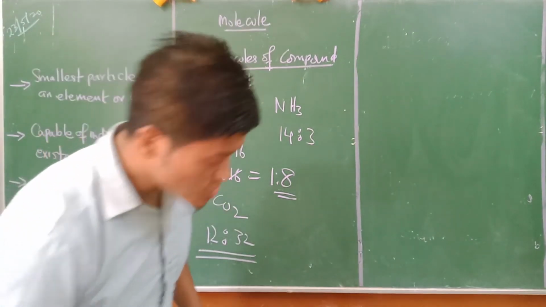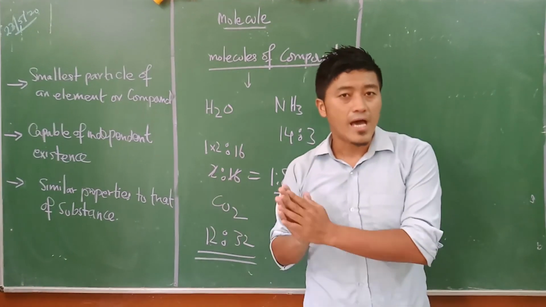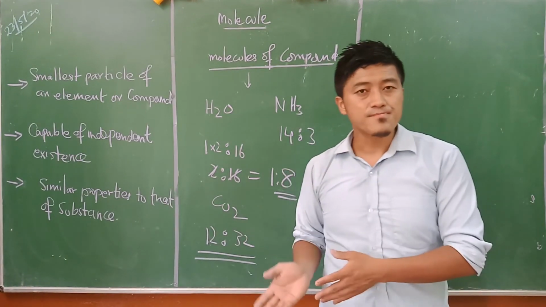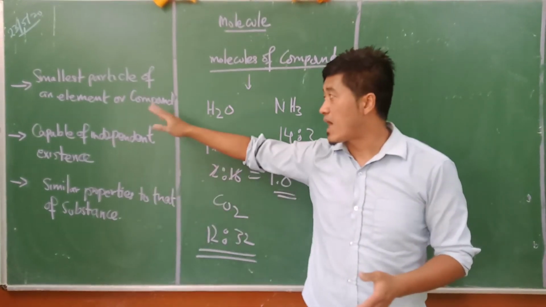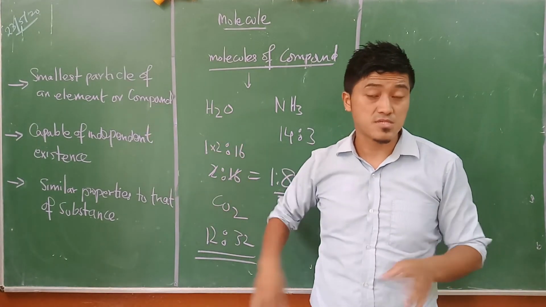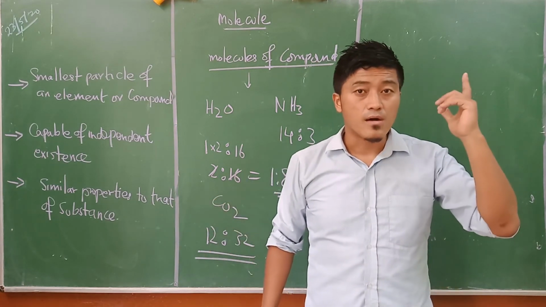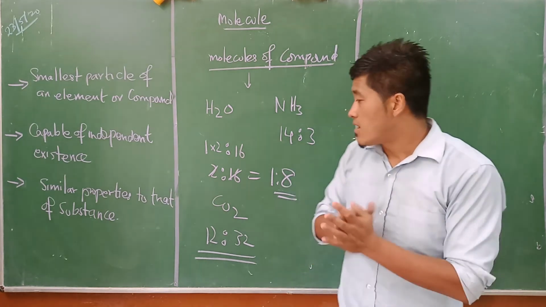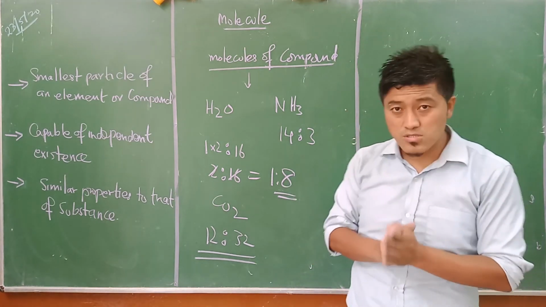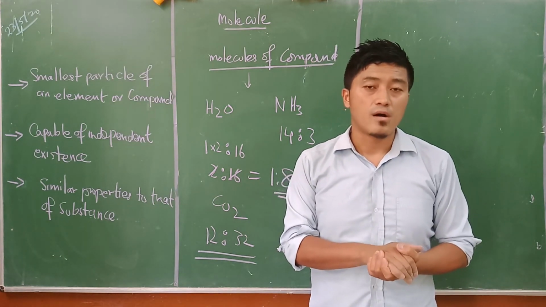Actually speaking, it is very important for all of you to understand the difference between atoms and molecules. Molecules are the smallest particle of an element or a compound which can exist independently, and they have properties similar to that particular substance. We took the example of water. So this is about the molecules, and we will gradually talk about the other topics of atoms and molecules.